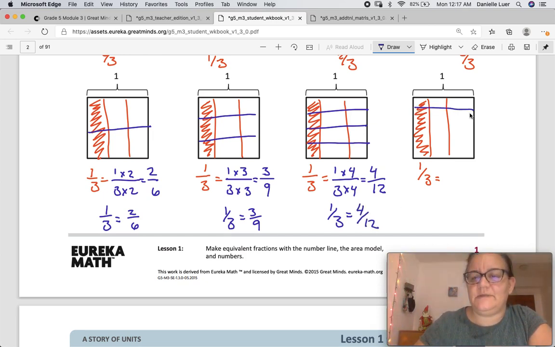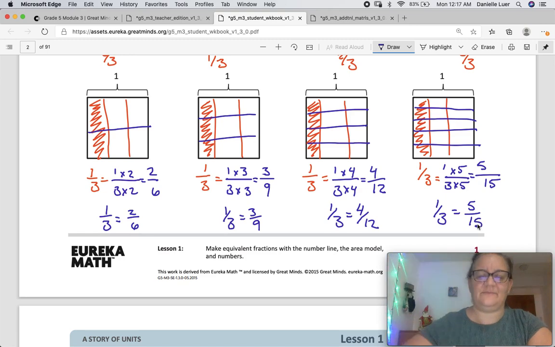Okay, last one. 1, 2, 3, 4, 5 on the top, out of 6, 7, 8, 9, 10, 11, 12, 13, 14, 15 on the bottom. And mathematically, I can show that by multiplying both the top and the bottom by 5. 1/3 equals 5/15. Those are my equivalent fractions.